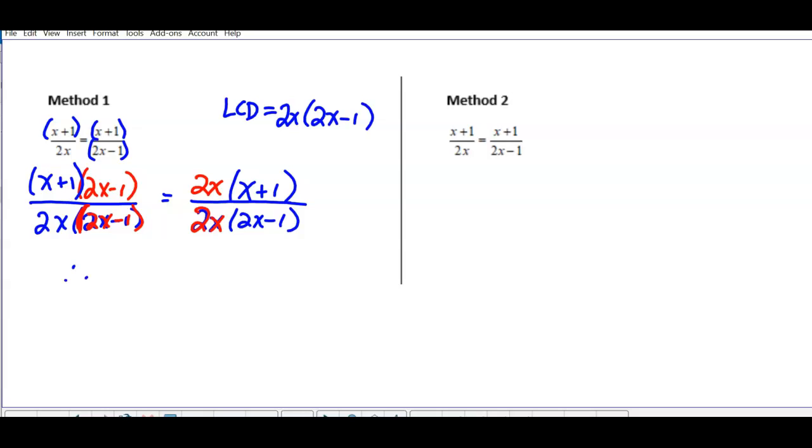So you can use your therefore statement: x plus 1 times 2x minus 1 equals 2x times x plus 1. Okay? Or you can think about it as multiplying, it's kind of a combination. Really, when you're going from here to here, you're multiplying through by the lowest common denominator. But because they're the same, you're just looking at the numerators. And now expand out.